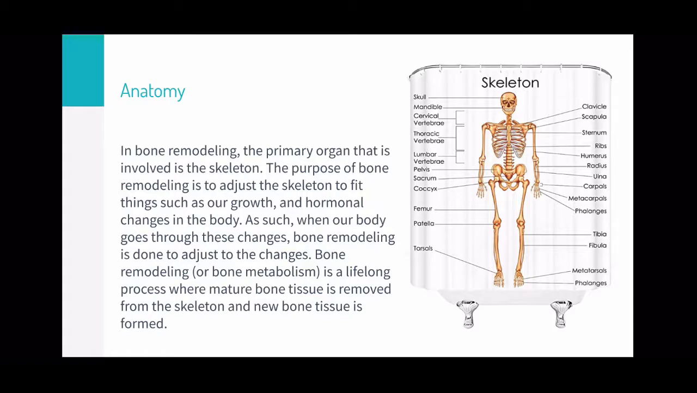Bone remodeling, also known as bone metabolism, is a lifelong process where mature bone tissue is removed from the skeleton and new bone tissue is formed. Bone remodeling takes place in the basic multicellular unit, also known as the BMU, which comprises the osteoclasts, the osteoblasts, and the osteocytes within the bone remodeling cavity.